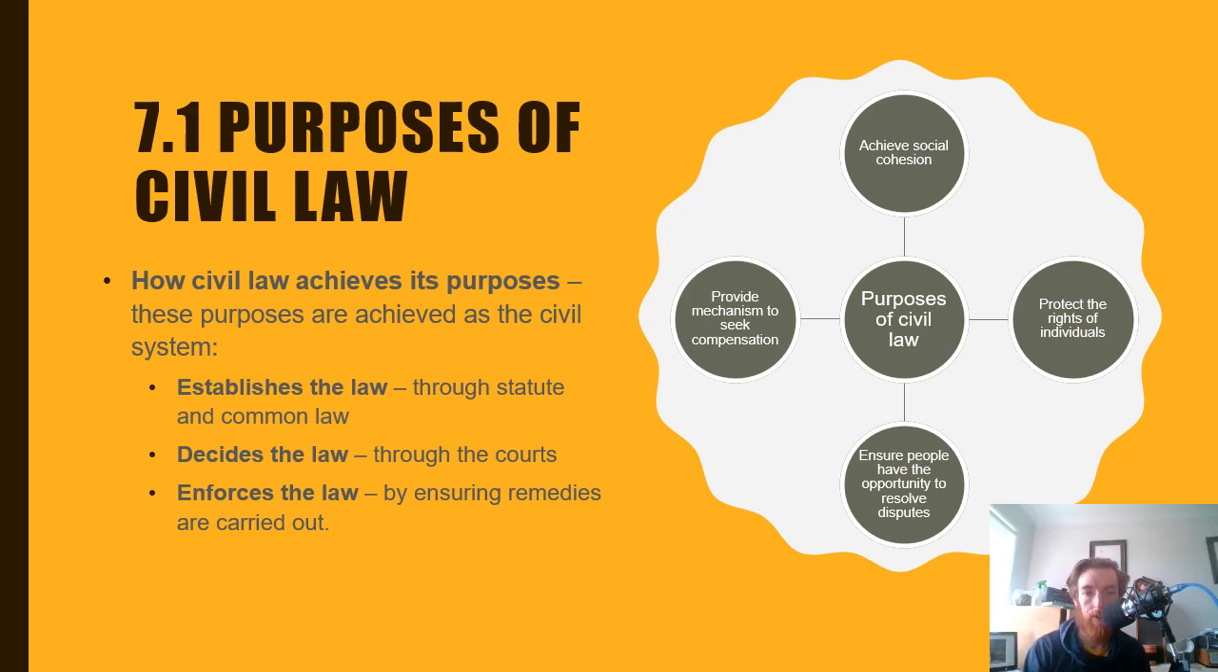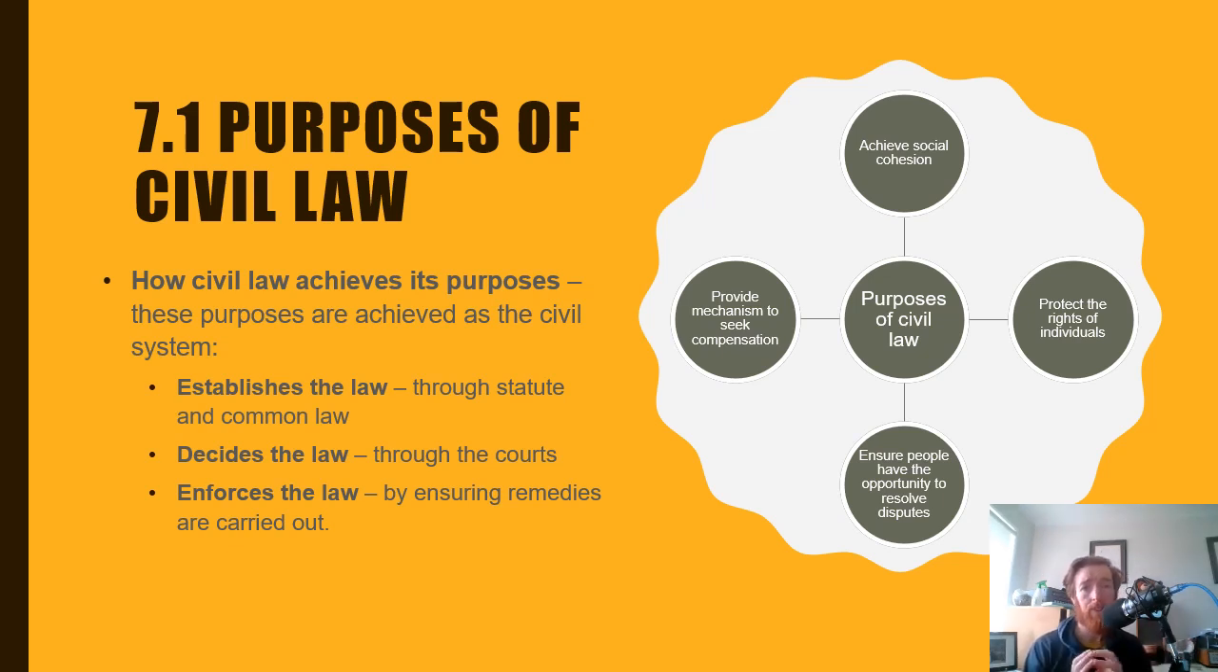The courts decide the law, so the courts decide what is going to occur when there is a civil dispute. They look at previous laws, they look at case law, and they look at statute law, and they look at court judgments to see how it's been applied in the past, and then enforce the law by ensuring that remedies are carried out. Remedies are going to be through a whole range of things that we'll get to later in the topic, whether it be damages in the form of money, whether it be finishing a contract, whether it be an injunction. There are many different ways in which civil disputes can be resolved.